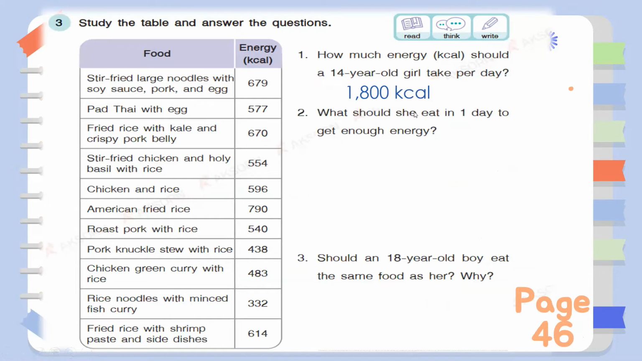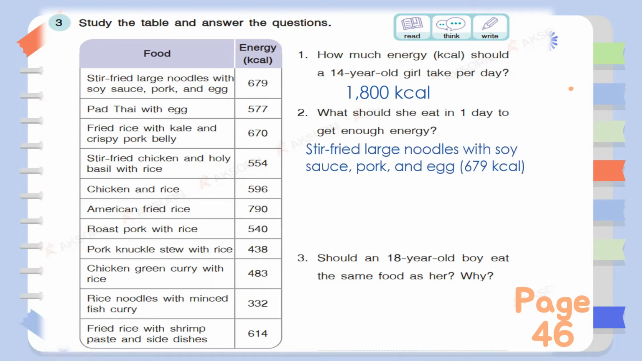Okay, now for number 2, what should she eat in one day to get enough energy? So for this question, we are now going to base from this table. What are the foods that she needs to eat in order to complete 1,800 kilocalories? So let's say stir-fried large noodles with soy sauce, pork, and egg, which contains 679 kilocalories. But that is not enough to complete 1,800 calories. So she needs to eat more foods.